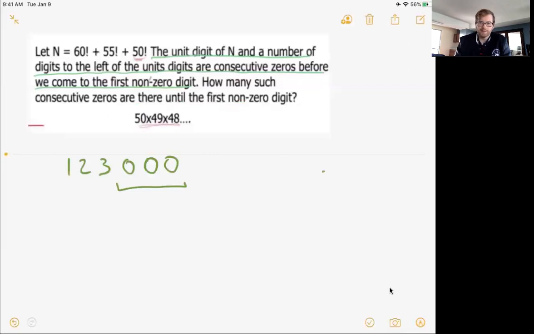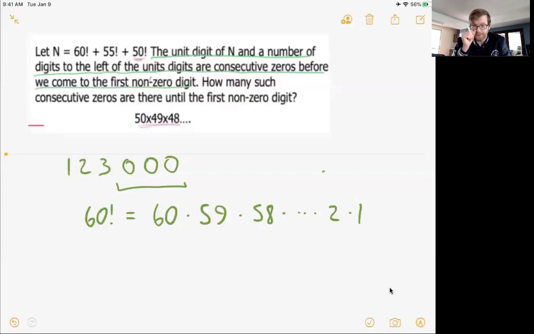And so n is this huge number, 60 factorial. To remind you of what factorials are, 60 factorial is 60 multiplied by 59, multiplied by 58, multiplied by just the next number down, all the way until you get to multiplied by 2, multiplied by 1, okay? So that's factorial. It's a huge, huge, huge number, 60 factorial. And so is 55 factorial and 50 factorial. They're all gigantic numbers.